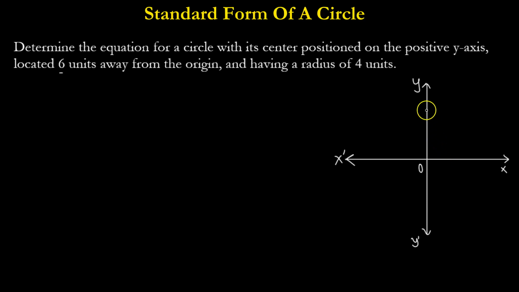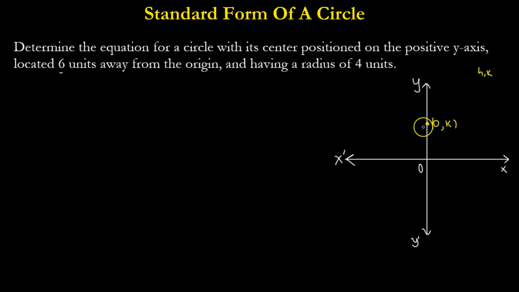The circle is centered on the positive y-axis, so it could be anywhere along the positive y-axis. So let's consider this to be the center of the circle. We know that the center of a circle usually has the coordinate h, k. Now in this case, the h value will be 0 because on the y-axis, the x coordinate is 0. So 0, k is going to be the coordinate of the center.